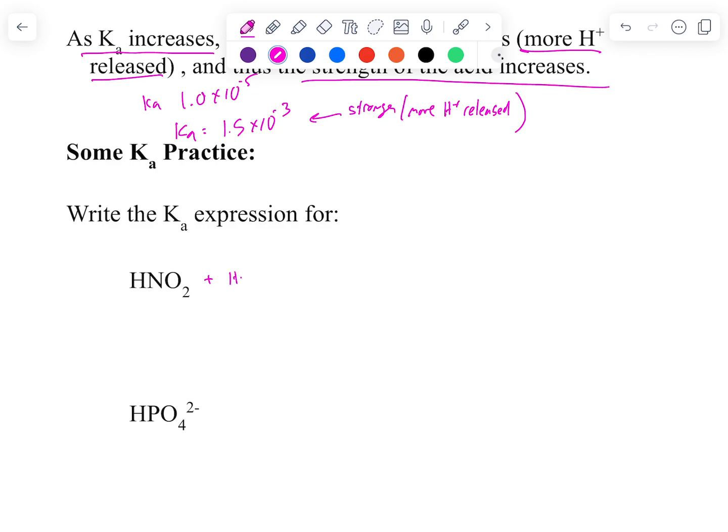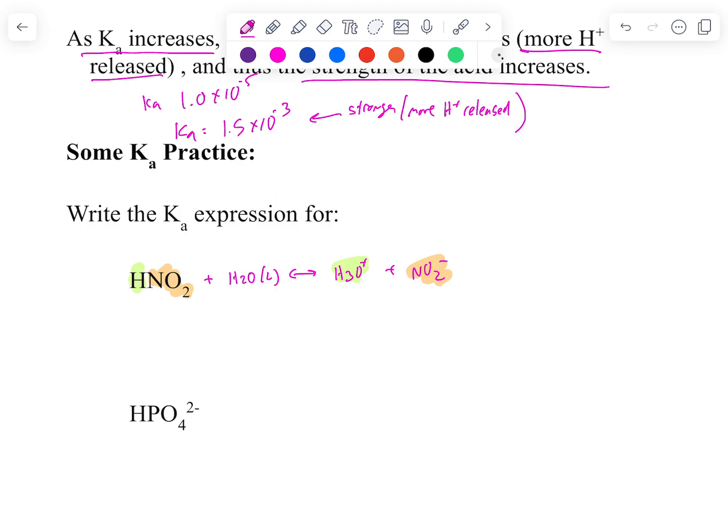HNO2 plus H2O. H2O is the liquid form, liquid state. We're going to get H3O plus, and we're going to get NO2 minus. All right, so just to track that, the H and the water formed H3O plus. The NO2 bit is left on its own, and it has a minus charge because a positive charge has left.